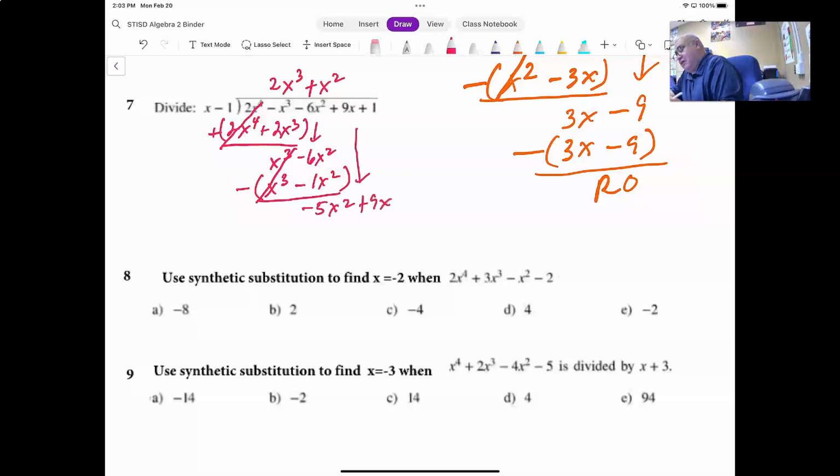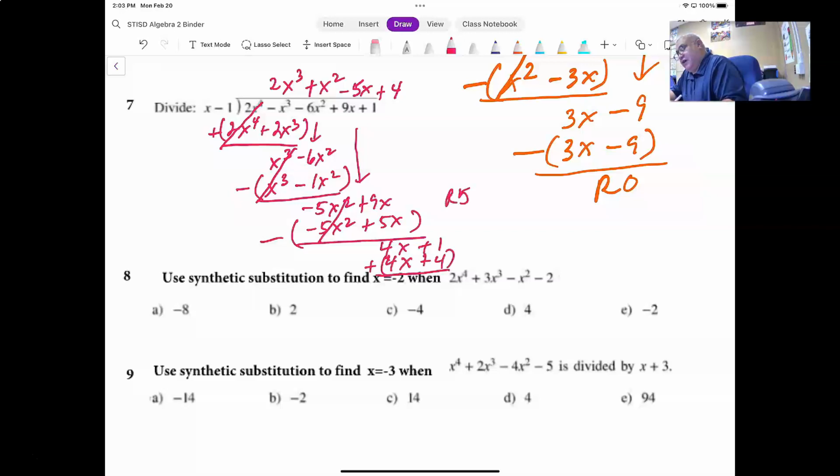Bring down the 9x. You multiply times negative 5x. Negative 5x times x gives you negative 5x squared. Negative 5x times negative 1 gives you positive 5x. Subtract, that cancels. So you have 4x plus 1. So you multiply by 4. So you have 4x minus 4. So the remainder is 5.